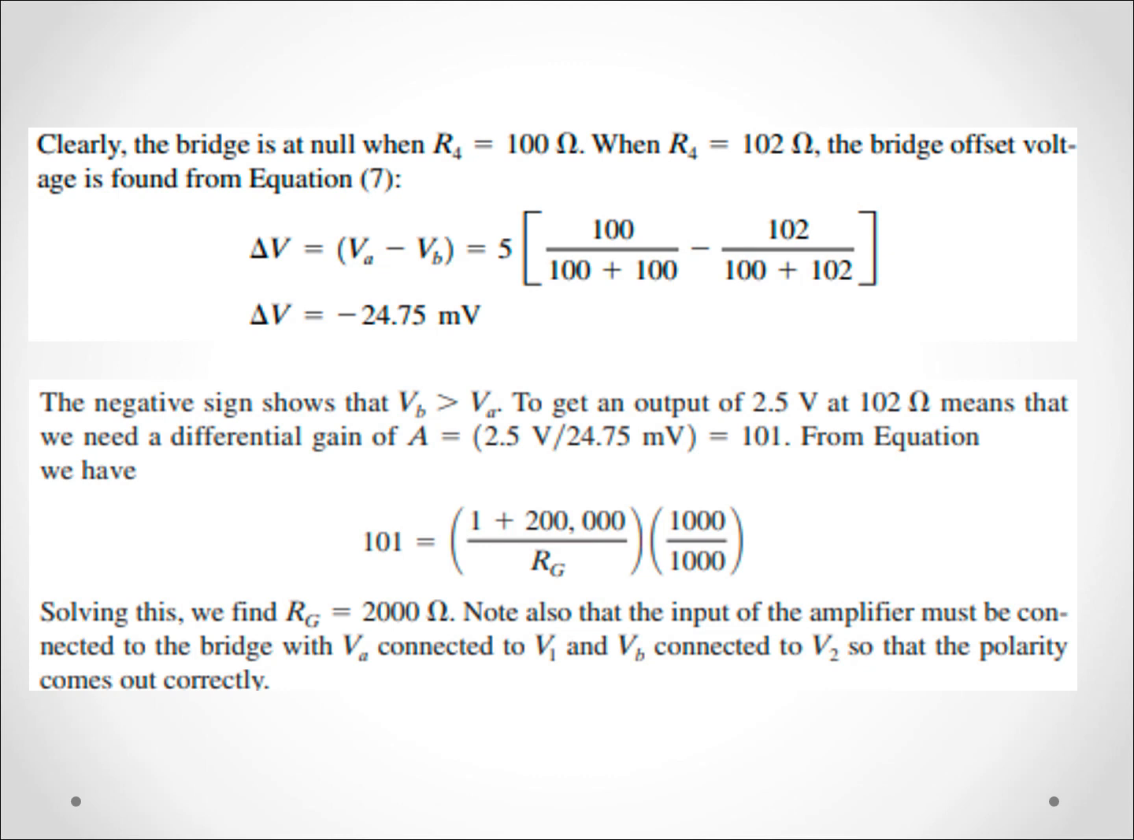So to get an output of 2.5 volts at 102 ohms, we need a differential gain A equal to 101. From the equation, we have the relationship where 101 is equal to 1 plus 200,000 divided by RG, times 1000 over 1000. Solving this, we find that RG is equal to 2000 ohms. Note also that the input amplifier must be connected to the bridge with VA connected to V1 and VB connected to V2 so that the polarity comes out correctly.